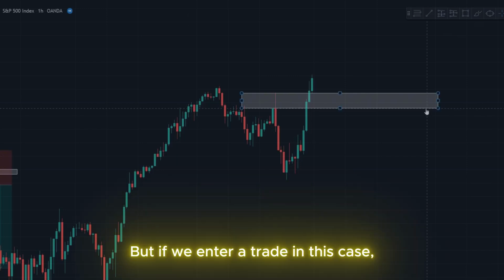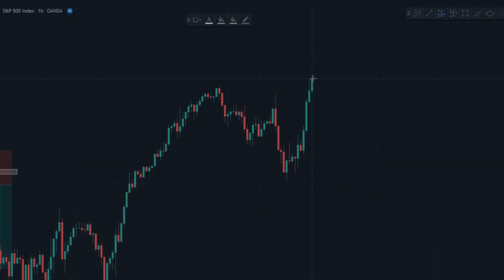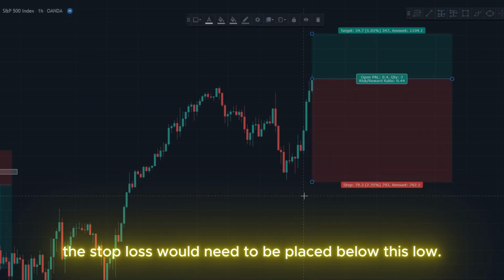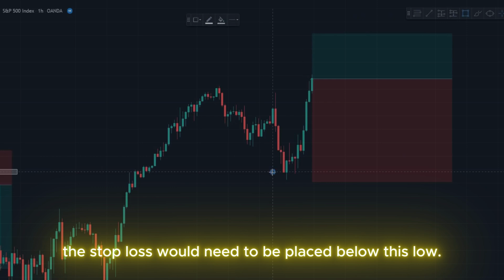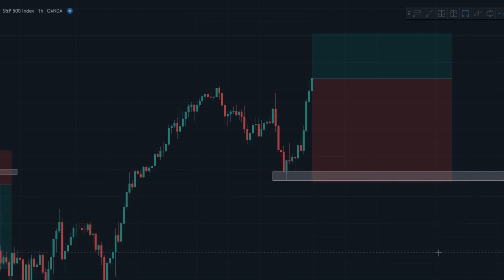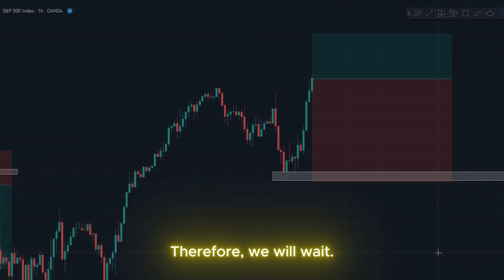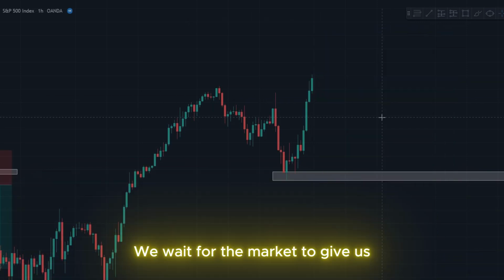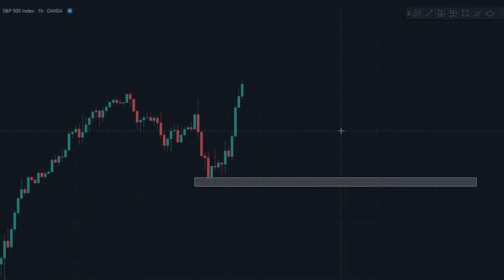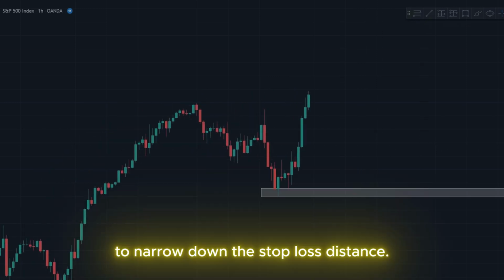But if we enter a trade in this case, the stop loss would need to be placed below this low. That's quite far. With such a wide stop loss, it will be very difficult to set a target. Therefore, we will wait. We wait for the market to give us a better opportunity to narrow down the stop loss distance.